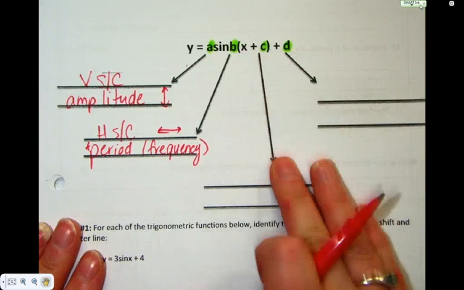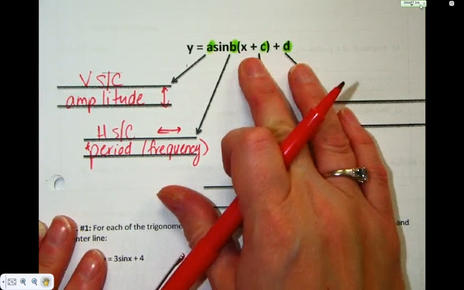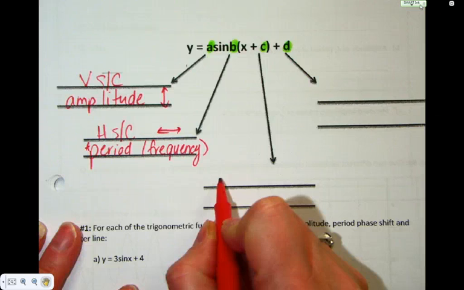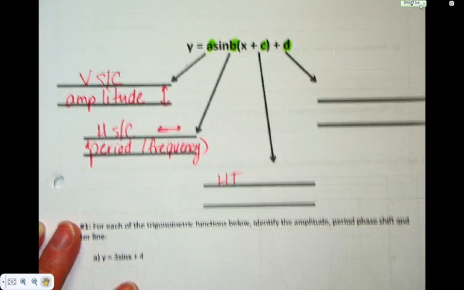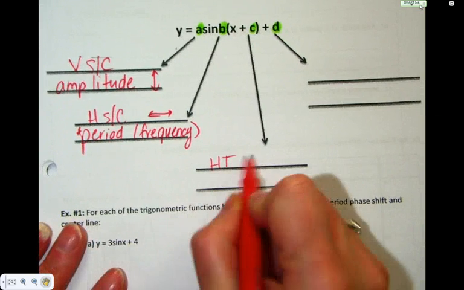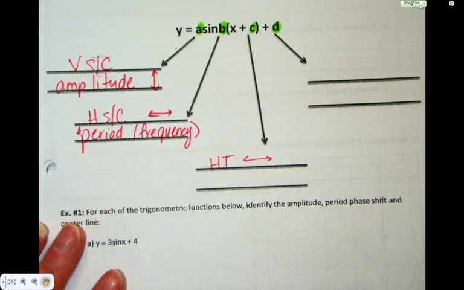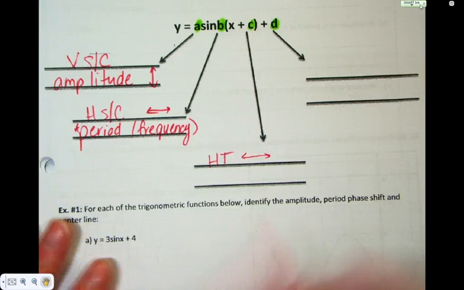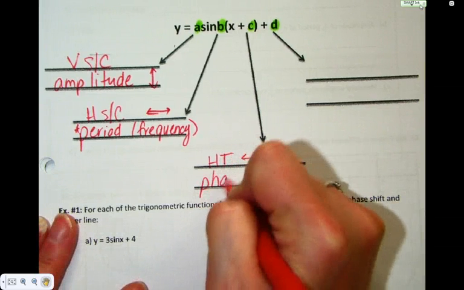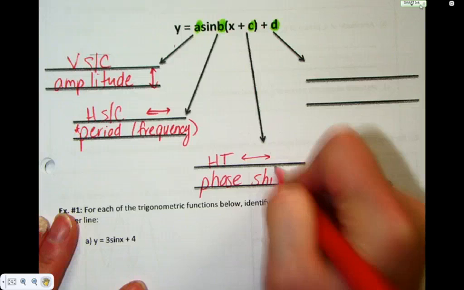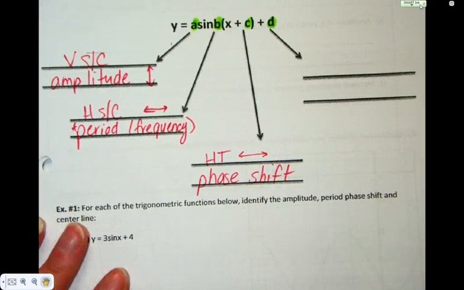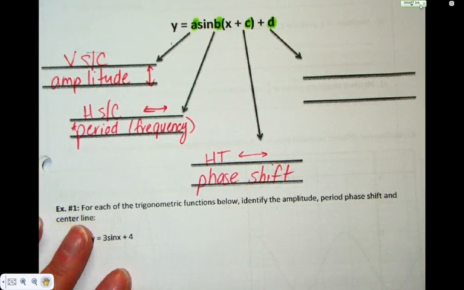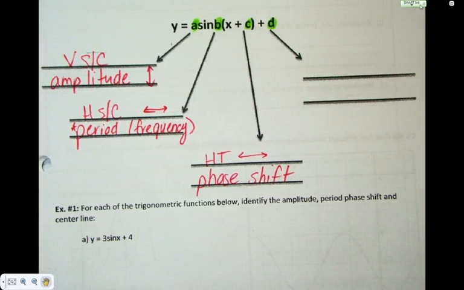C in terms of transformation, so inside the brackets and an addition or subtraction. Horizontal translation. Okay, so again, that's a side-to-side movement. And in terms of sinusoidal equation, it's called the phase shift. Fancy schmancy. Phase shift. And that actually comes from phases of the moon, which is a sinusoidal equation.